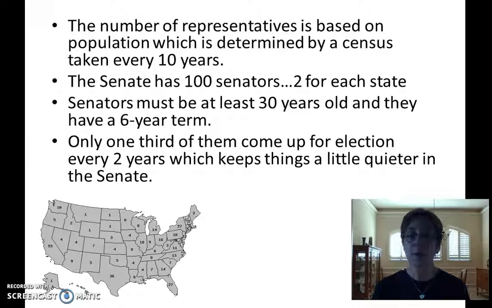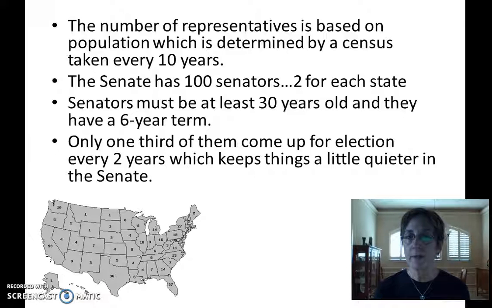All right. So the number of representatives is, again, based on population. And like I said, it's determined by the census, which is taken every 10 years. So we will be up for that again in 2020. And the Senate is not like that. Like we talked about before, in the Senate, everybody gets 2. And the senators have to be a little bit older. They have to be at least 30 years old. And they have a 6-year term, so they're not quite as responsive and quite as accountable to people.